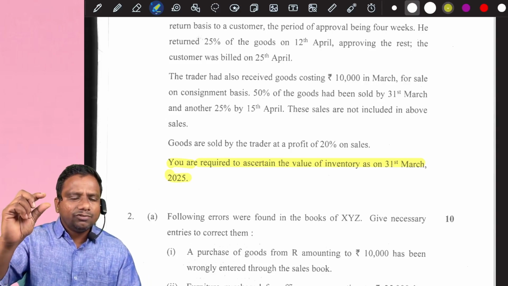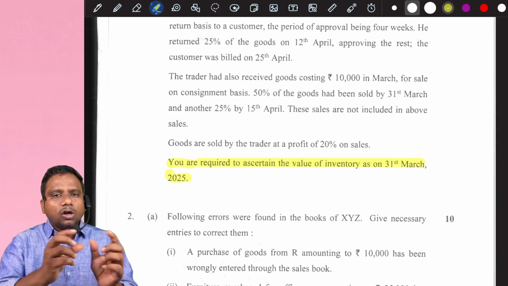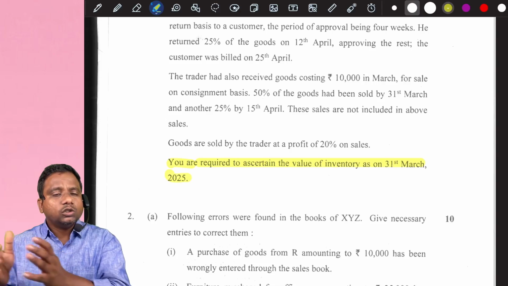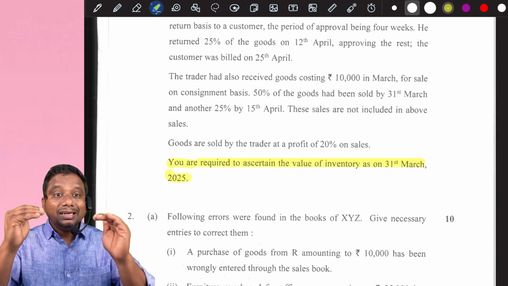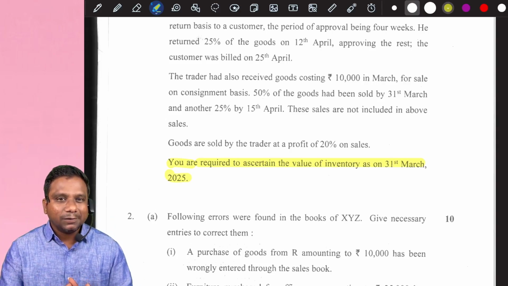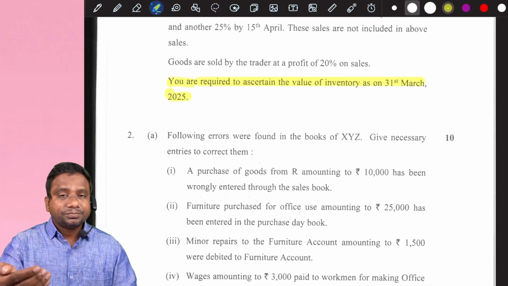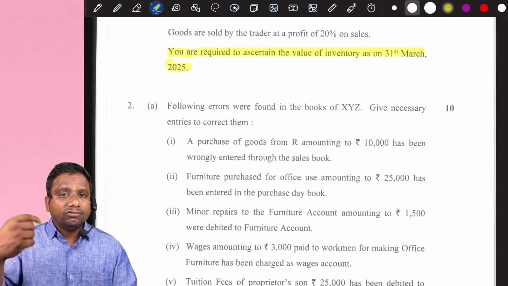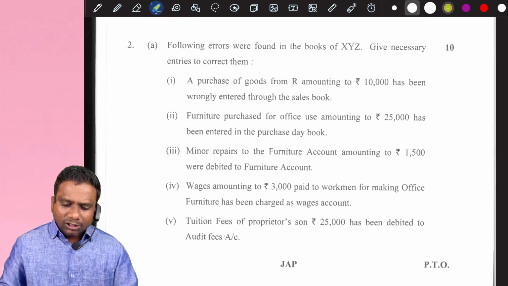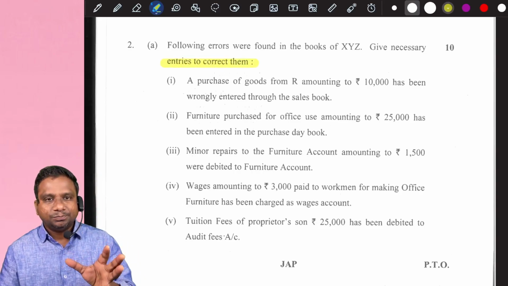Similarly for valuation of inventory, write the business name first. After that, write valuation of inventory or computation of inventory as on so and so date. Like this, the heading is very important, and the statement format is also very important. So this is how we present statements for the problems which require statements. Next, question number 2A. If you observe, this is a question on rectification of errors.